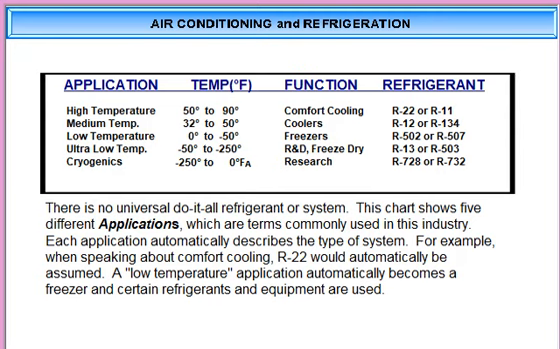There is no universal do-it-all refrigerant or system. This chart shows 5 different applications, which are terms commonly used in this industry. Each application automatically describes the type of system. For example, when speaking about comfort cooling, refrigerant 22 would automatically be assumed. A low temperature application automatically becomes a freezer, and certain refrigerants and equipment are used.